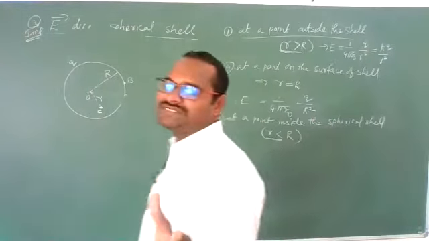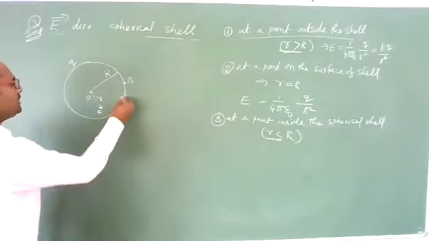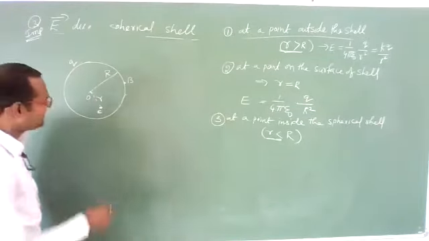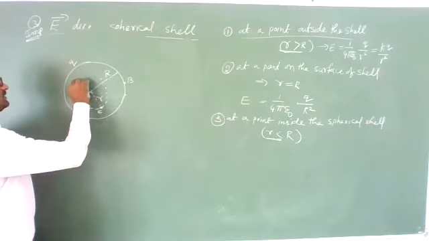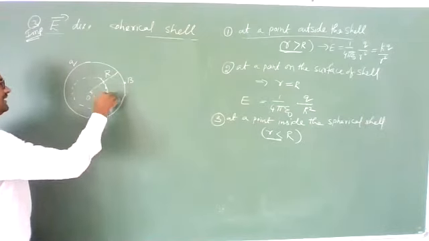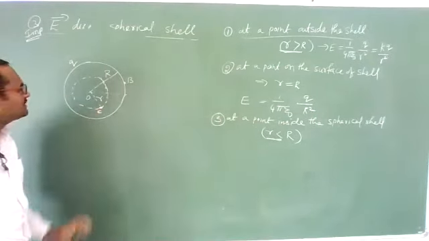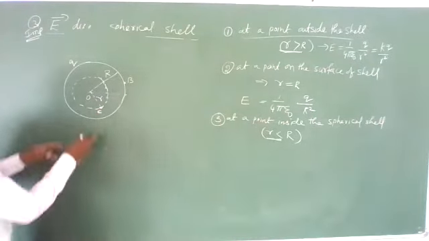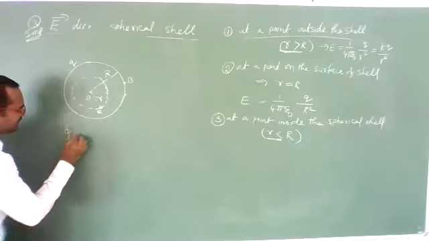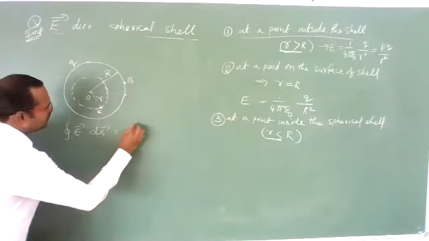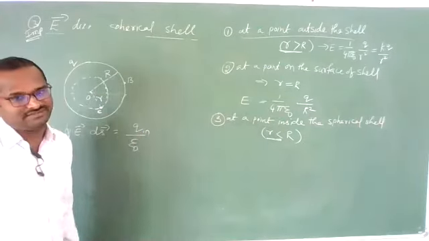Whenever I use Gauss law, what should I do? I have to consider a Gaussian surface. For a spherical surface, I need to consider a spherical Gaussian surface again. Imagine this is a spherical Gaussian surface whose radius is smaller. Now we can use the equation: surface integral of E bar dot ds bar is equal to q by epsilon naught, where Q is the charge enclosed within the Gaussian surface.